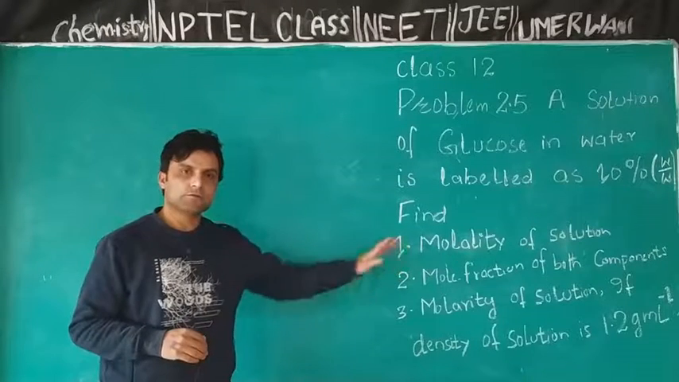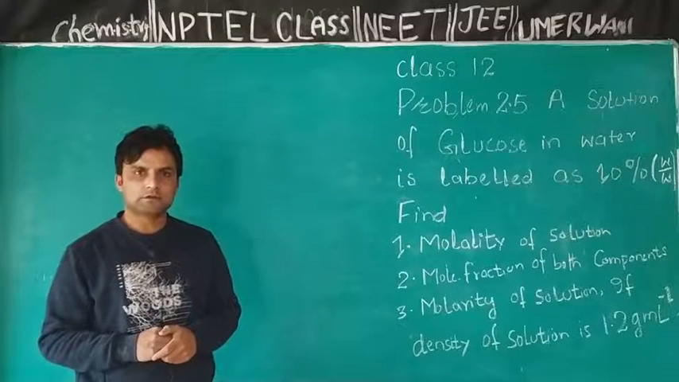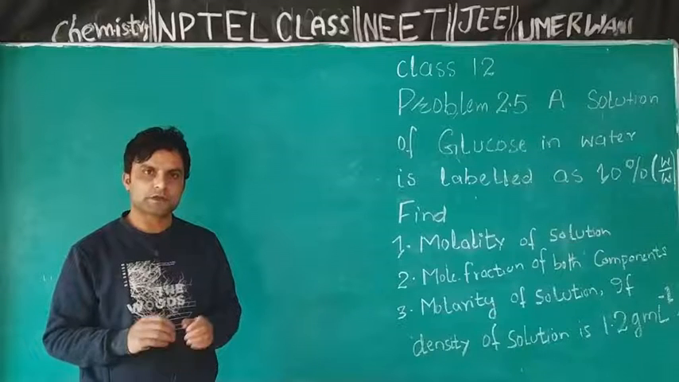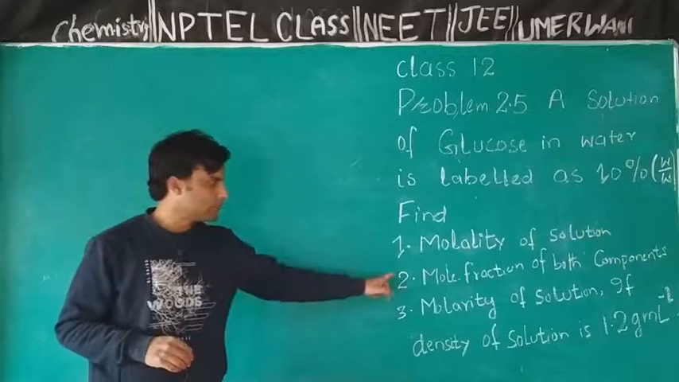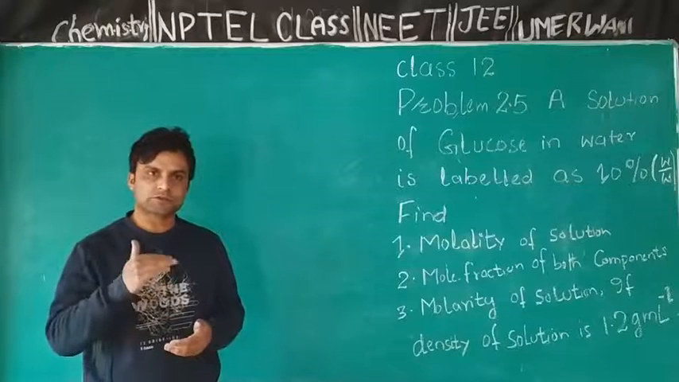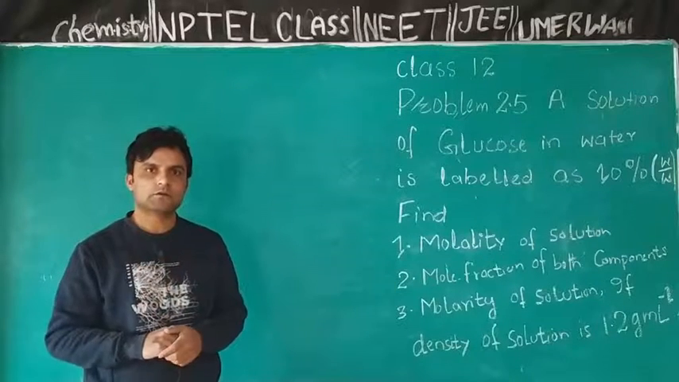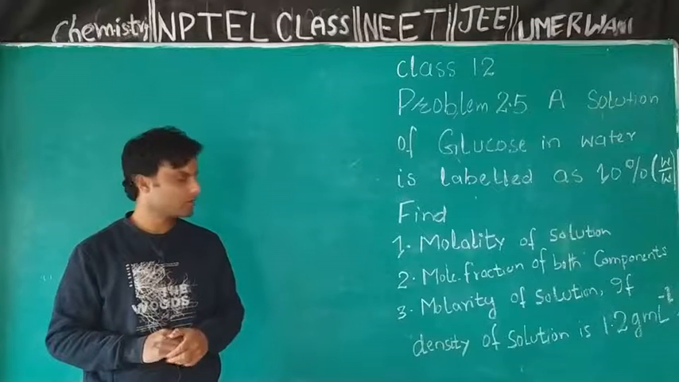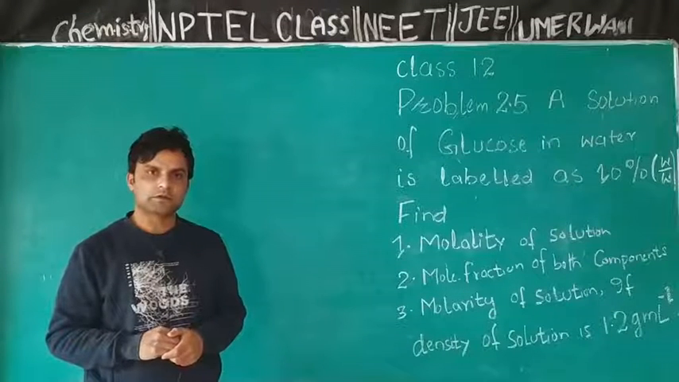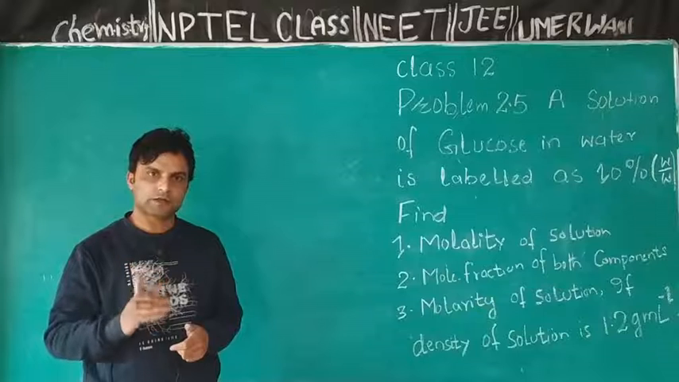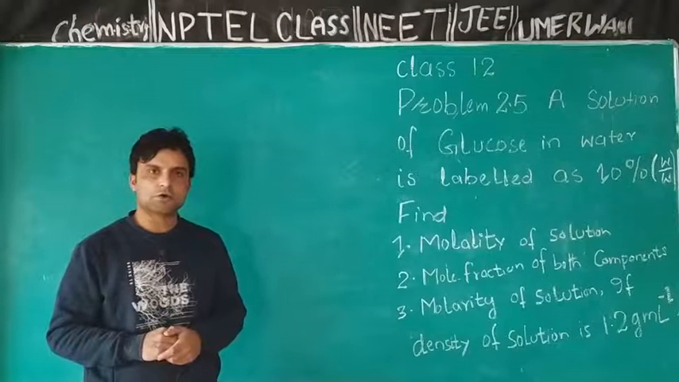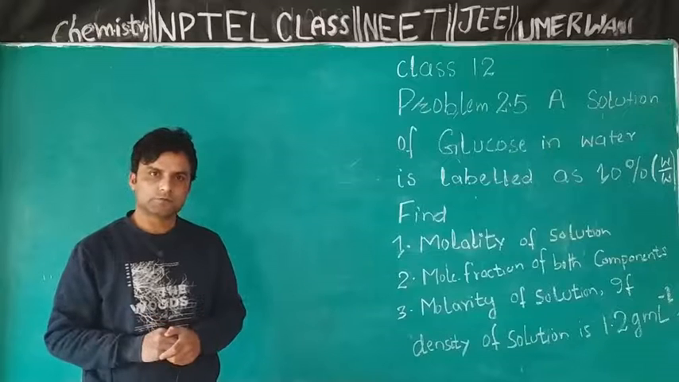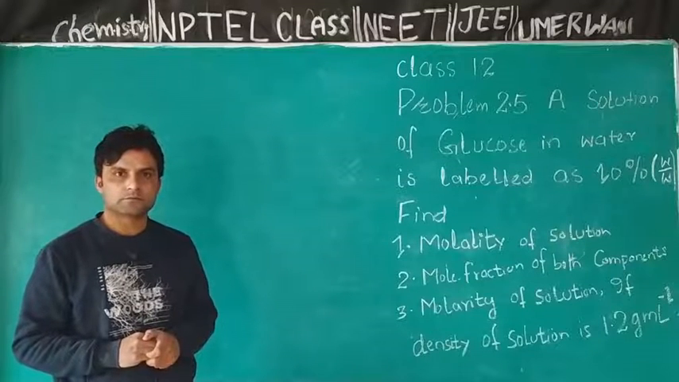And you might know that molality is the number of moles of solute present in 1 kg of solvent, 1000 grams of solvent. Mole fraction of solute is the ratio of number of moles of solute and number of moles of solution. Mole fraction of solvent is the ratio of number of moles of solvent and total number of moles present in solution. And at last, molarity is the number of moles of solute present in 1 liter of solution.